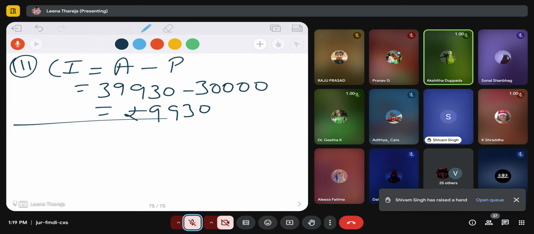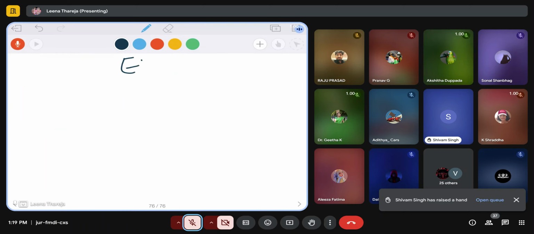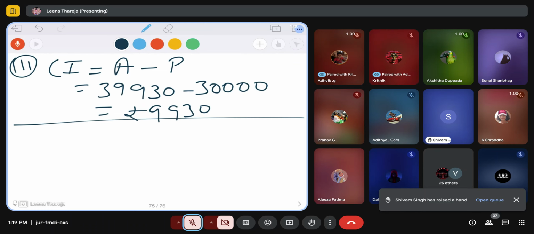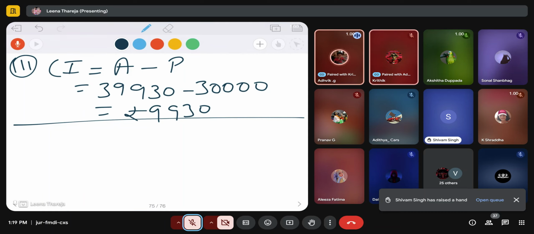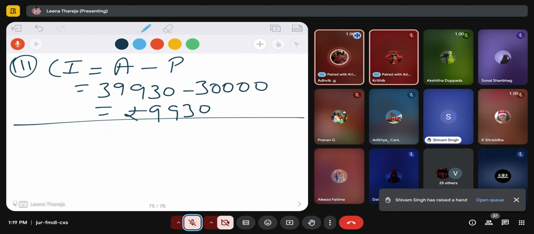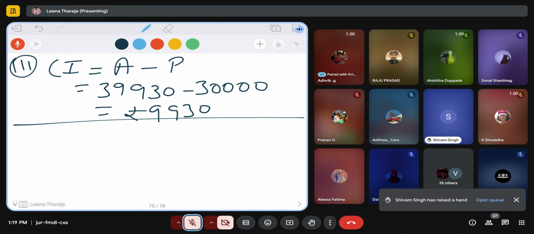Now exercise 3B, if you read. Ma'am, can you show it again? Question number 2. Should I read the question? Yes, ma'am. Page number is 49 according to my book. For you people, just check it. 49 only, right? Yes, ma'am.